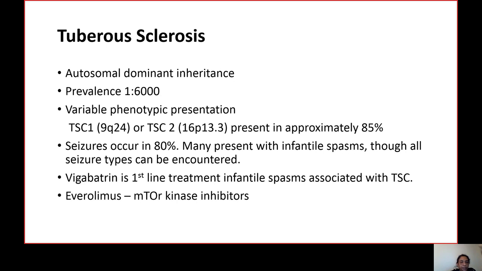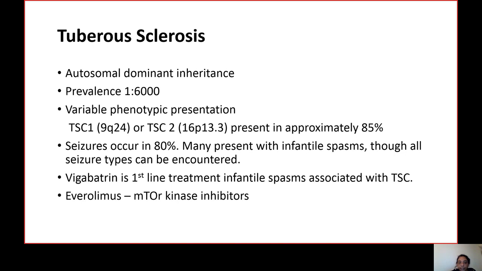We know that TSC1 and TSC2 genes are the ones involved, and mutations are found in approximately 85 to 90%. Seizures are common in about 80%, and many present with infantile spasms. However, other seizure types can also be seen. In these patients, vigabatrin is the first-line treatment for infantile spasms.